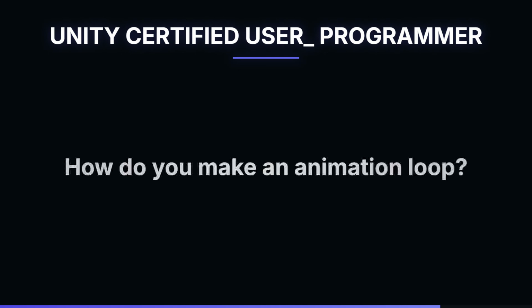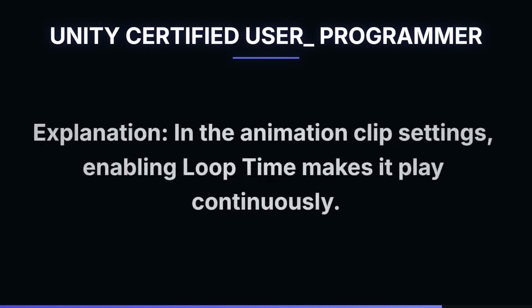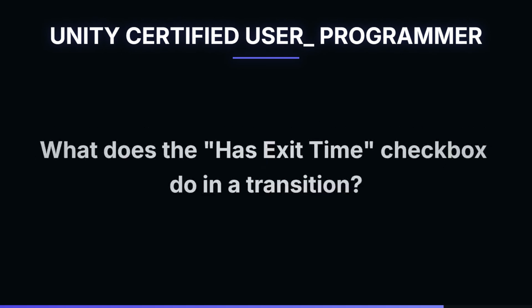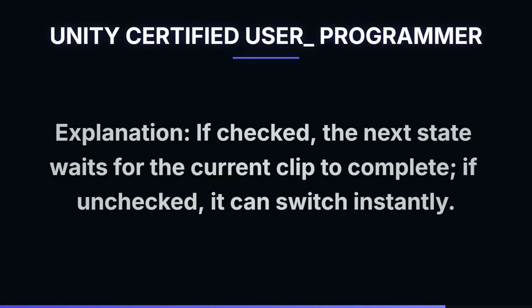14. How do you make an animation loop? Answer: check loop time in the import settings. Explanation: in the animation clip settings, enabling loop time makes it play continuously. 15. What does the has exit time checkbox do in a transition? Answer: forces the animation to finish before switching. Explanation: if checked, the next state waits for the current clip to complete. If unchecked, it can switch instantly.